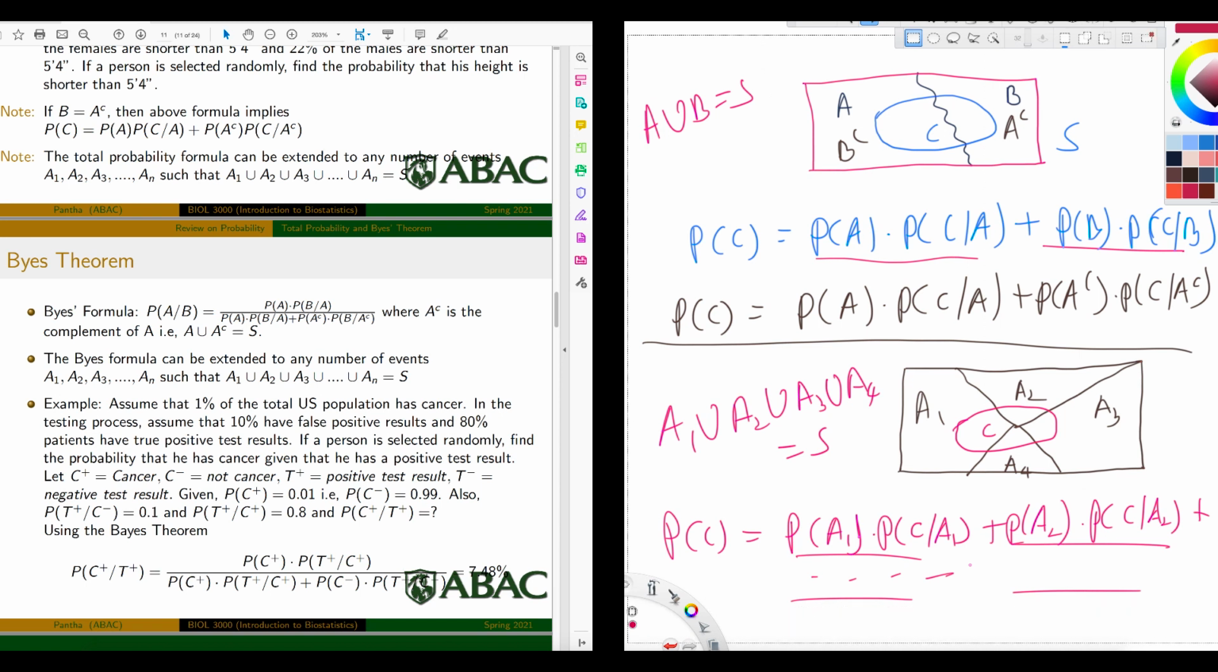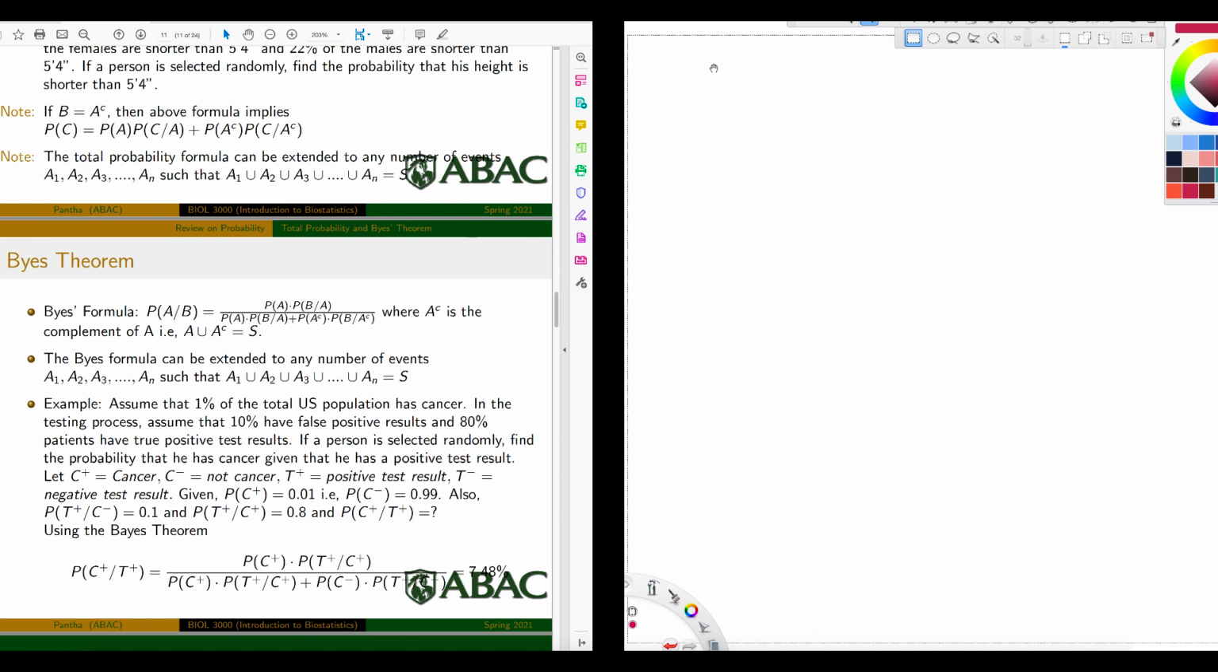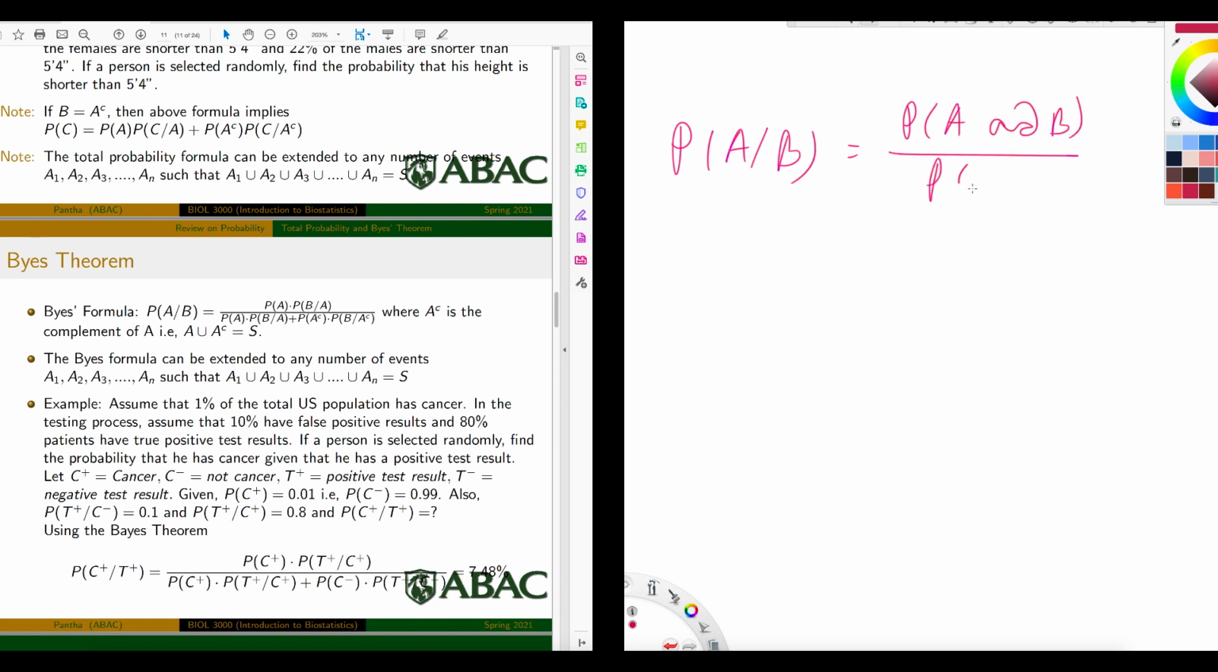What is the formula for the conditional probability? Suppose that A and B are 2 events, and they are dependent events. So what is the probability of A given B? That is the probability of A and B divided by the probability of B, right? If you want to find the probability of A given B, then this is what you get. The probability of A and B goes on the numerator, and that thing goes on the denominator. Okay.